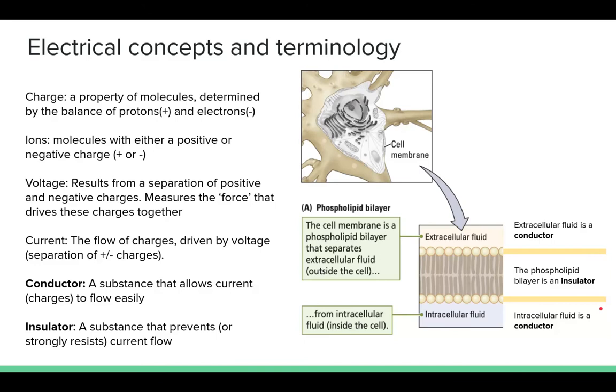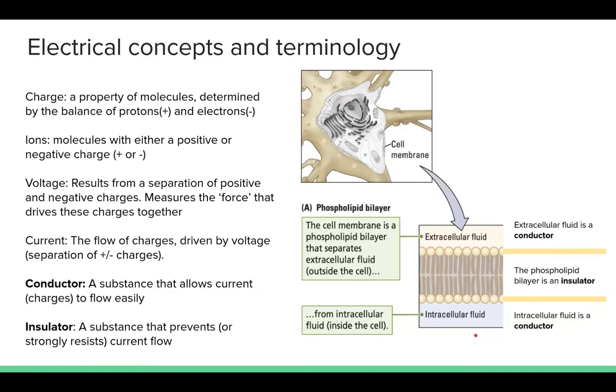All right, now what exactly does this have to do with neurons? Well, if we look at our cell membrane, what we'll see, first of all, is that the extracellular fluid, because it's an aqueous medium, a salty liquid medium, is a good conductor. That means that charged particles, current, can easily flow through the extracellular fluid. The same is true of the intracellular fluid. Intracellular fluid, cytoplasm, is just a salty aqueous environment. Charged particles can flow easily through it. So both the extracellular and intracellular mediums are conductors.